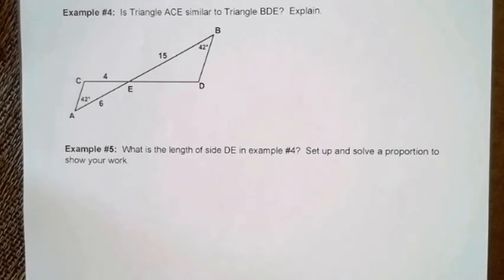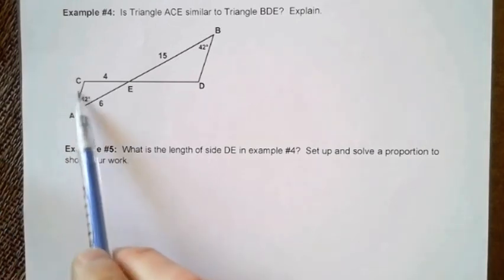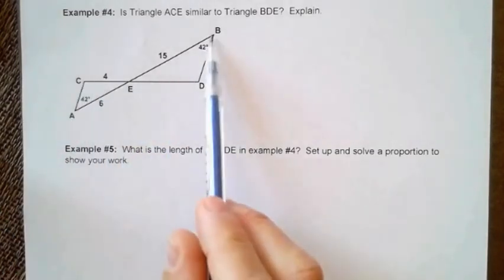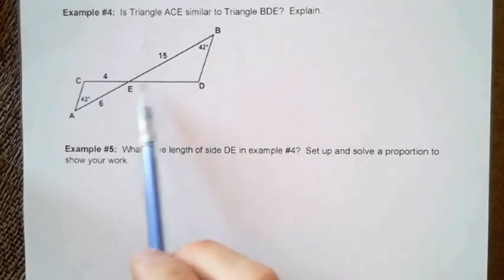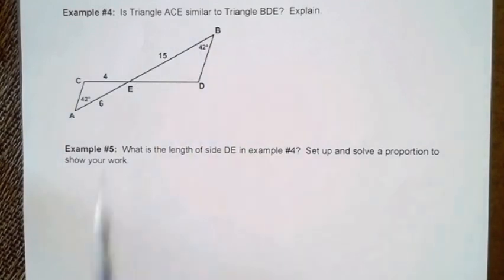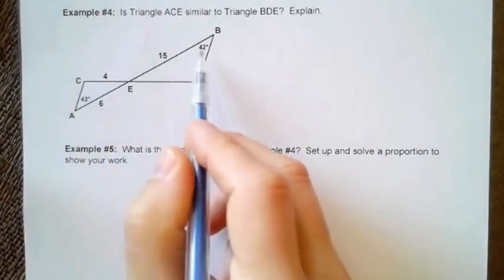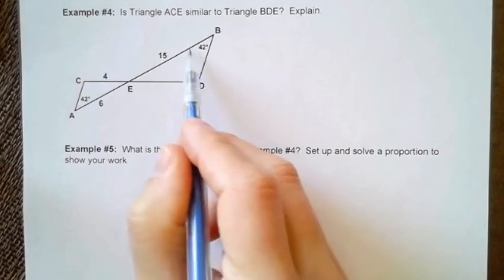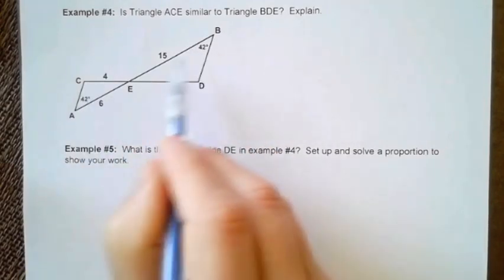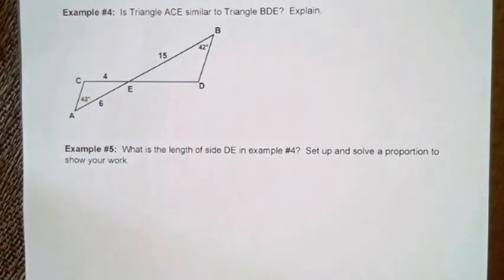In example 4, they want to know if triangle ACE is similar to triangle BDE. All right, so here's triangle ACE, this triangle here, and triangle BDE is this triangle right here. We want to know if the two triangles are similar to each other. And again, we've learned that for two triangles to be similar, all they need is to have two angles that are congruent to each other. And looking at our pictures, we see that this angle A right here is 42 degrees, and this angle B over here is also 42 degrees. So they have one set of congruent angles, but we need to actually have two pairs of congruent angles.